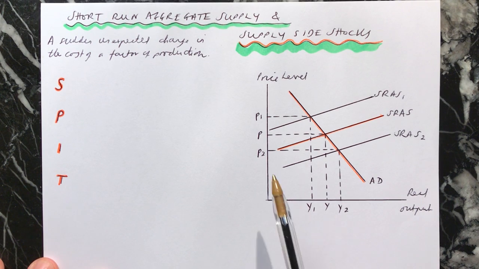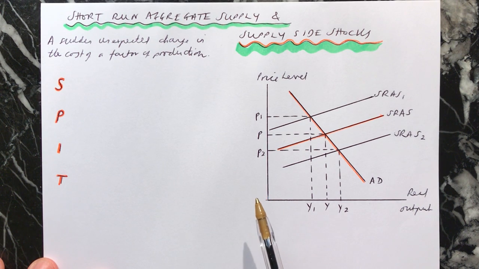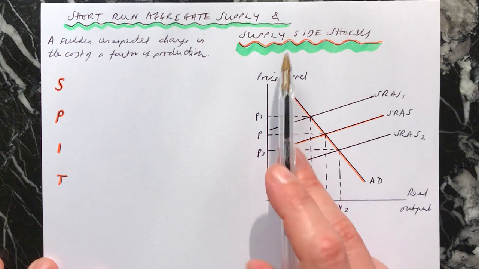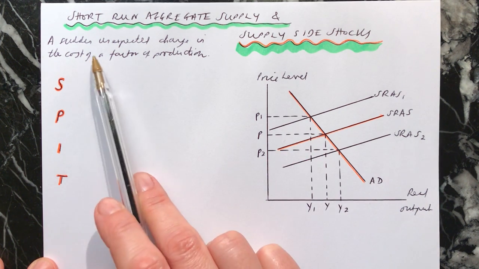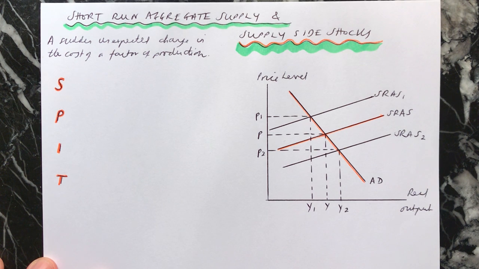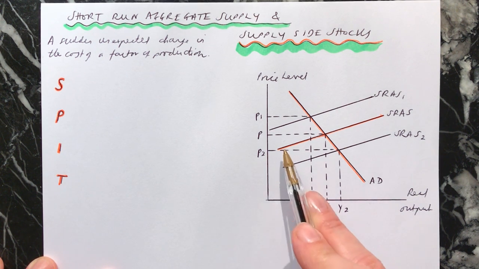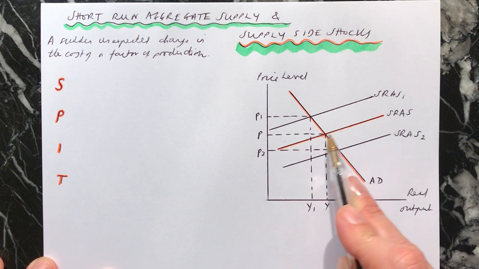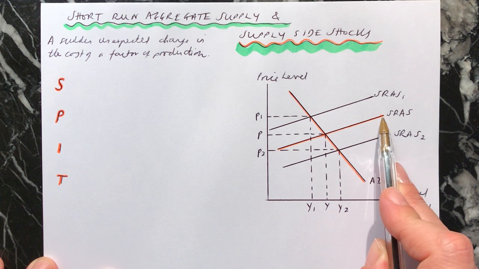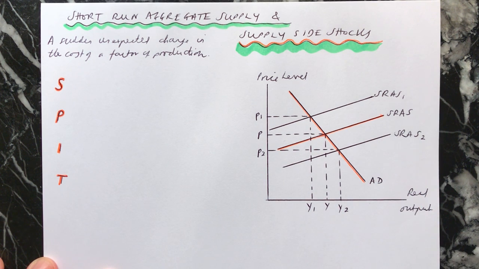Hi everybody, next we're going to look at the short run aggregate supply curve and what we call supply side shocks. And these are sudden unexpected changes in the cost of a factor of production. So we've established in the last video why the short run aggregate supply curve is relatively elastic and upward sloping like this. And we'd assumed that the price of the factors of production was fixed.